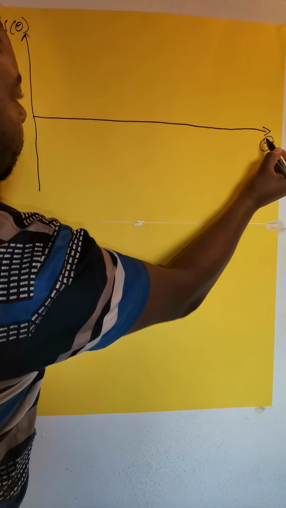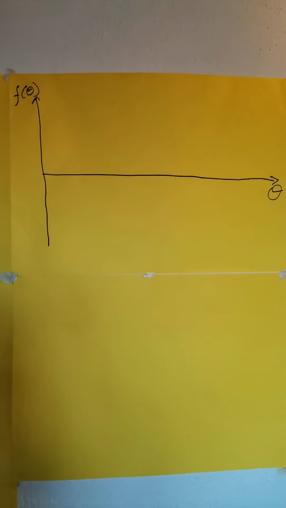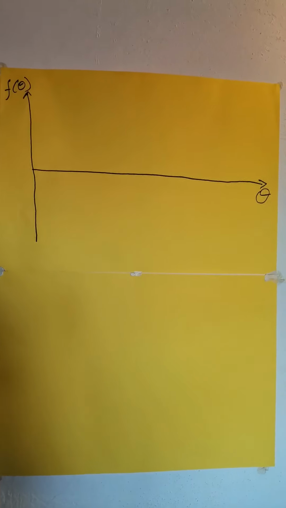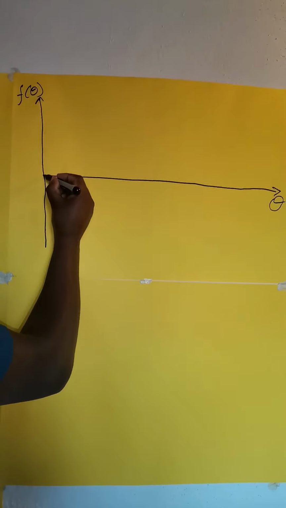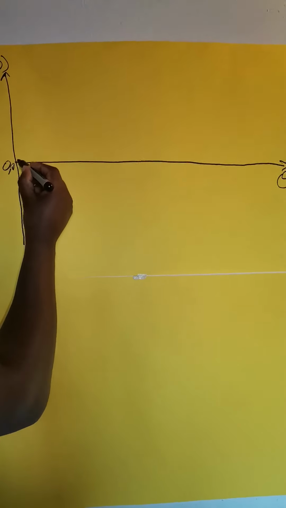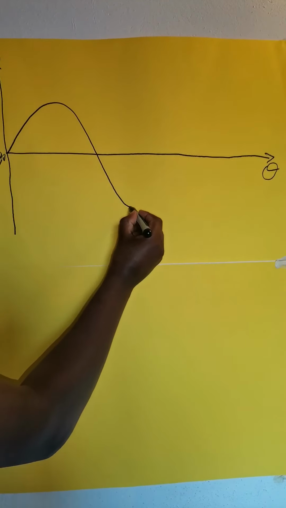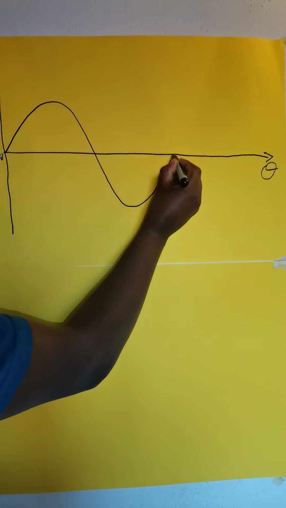So these are theta axes, right? Independent variable, dependent variable. So a graph of sine is a graph that looks like this.